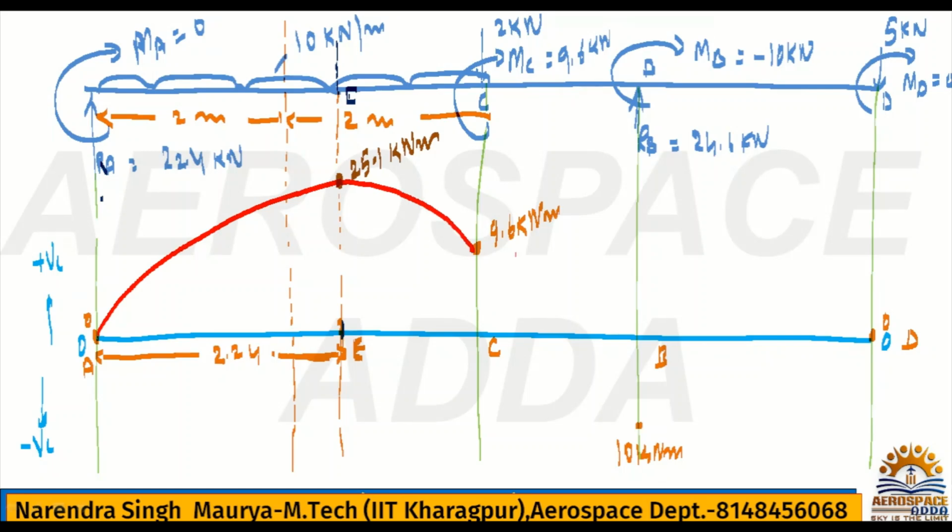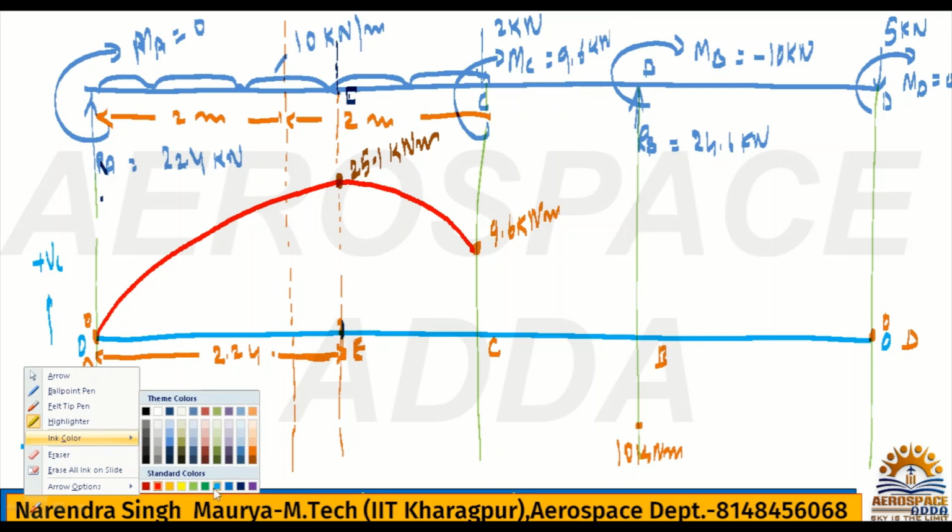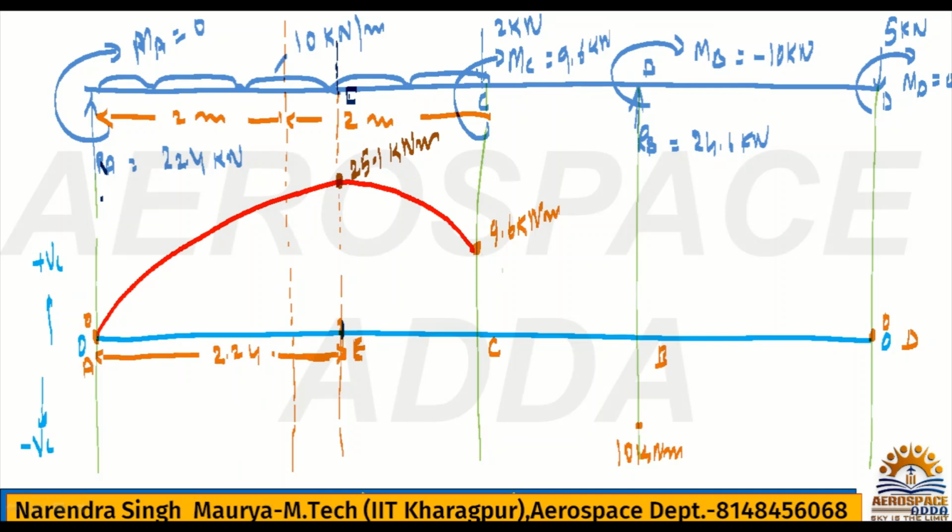Now we do not have UDL here, only forces, so this will be an inclined line, right? The moments are 9.6 and 10 kilonewton meter, so we have to meet them here. This is an inclined line, because we do not have any UDL, so it will not be a parabola. The parabola will be only from A to C, because from A to C we have UDL. This is an inclined line because we do not have any force, and similarly between B and D also we do not have force.